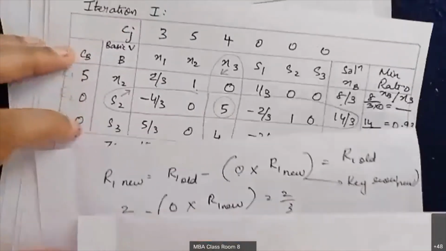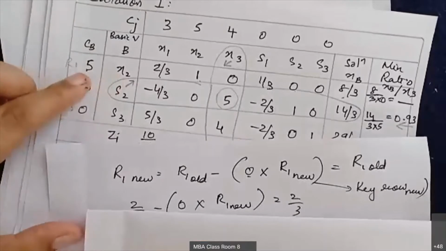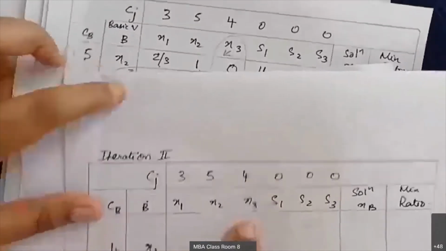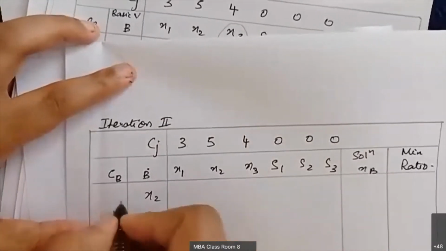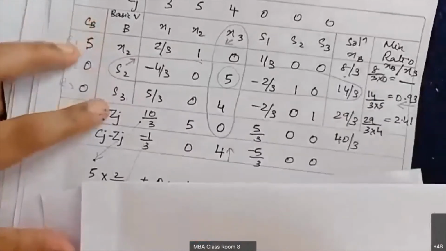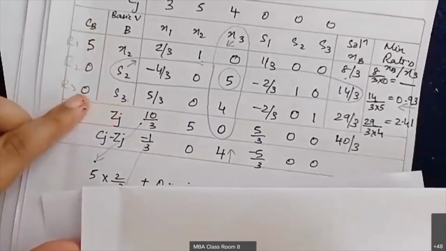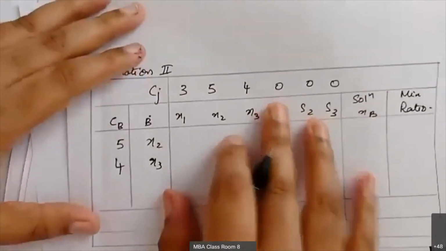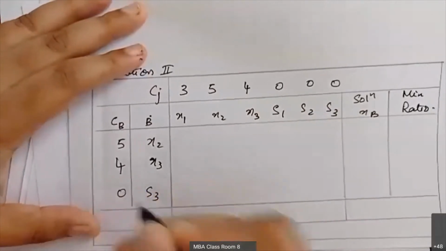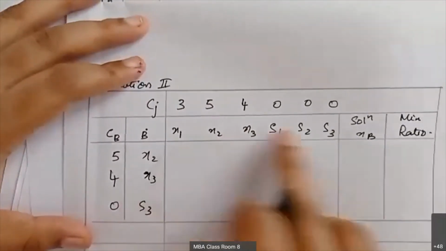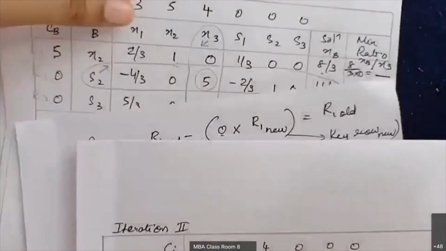Okay, other values will remain the same. X2 and 5 will remain the same. So I'm writing here X2 and 5. Okay, now S3 and 0 will also remain the same. Fill up all the other values using our new values.